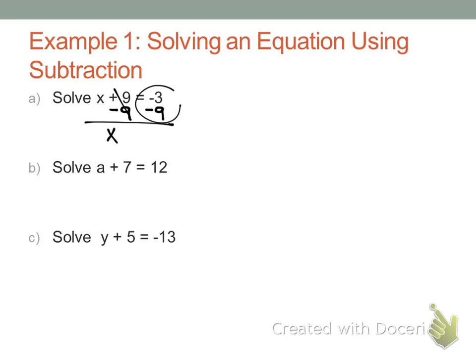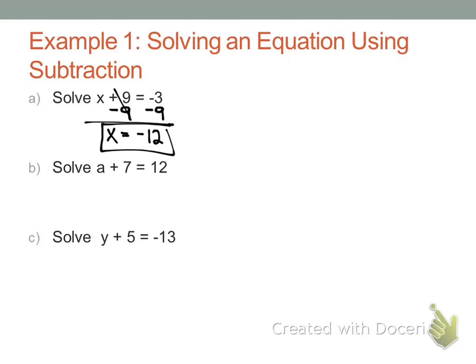And now here's where your rules, again, are important. They're not going away anytime soon. Do you have same sign or different? They're the same. They're both negative, so you add and keep. Add and keep, so x equals negative 12.